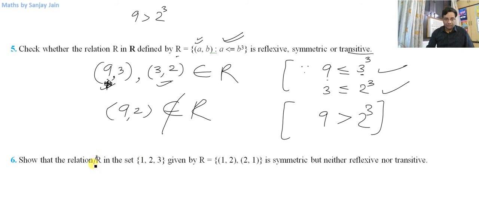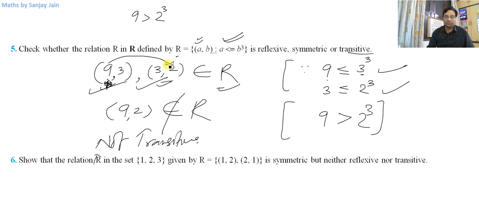So it is not transitive. Why? Because 9 comma 3 belongs to this relation R, 3 comma 2 belongs to this relation R, but 9 comma 2 doesn't belong to this relation R. Hence it is not transitive.